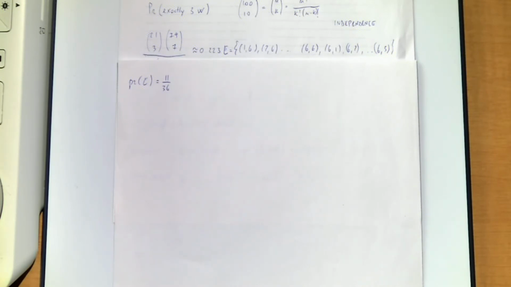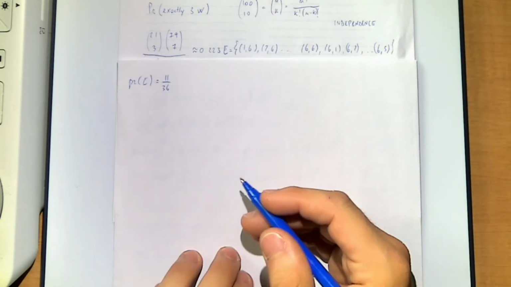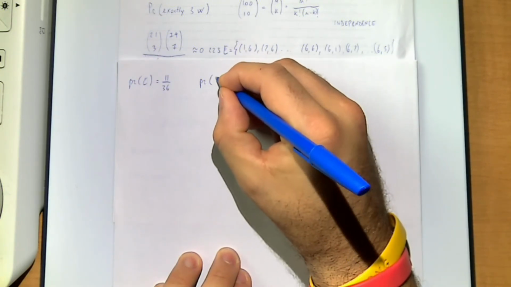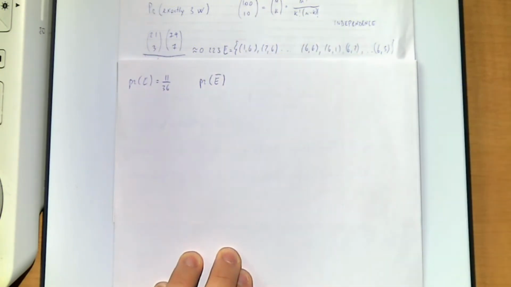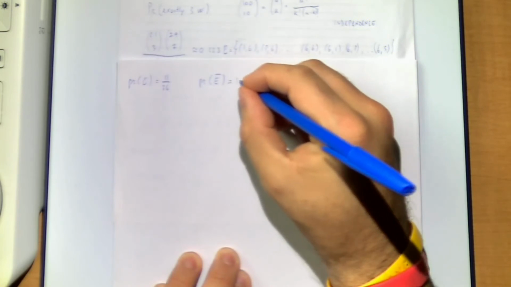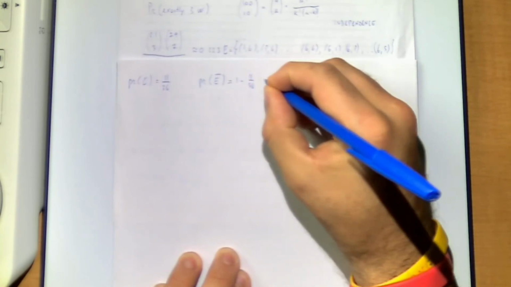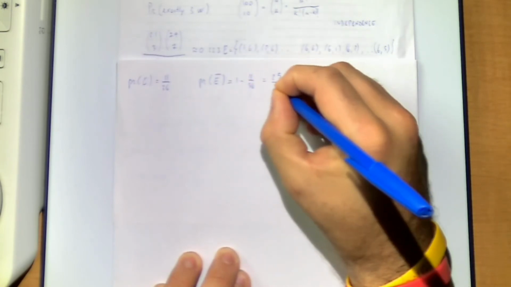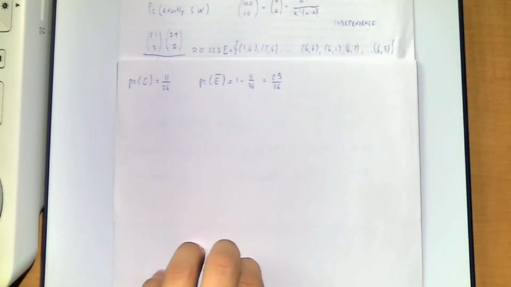So now, what is the probability of not rolling at least a 6? So if you're playing a game, how likely are you to fail? Well, then the probability of not rolling a 6 would be the probability of the complement, and this is going to be 1 minus 11 over 36, which is 25 over 36. Okay. This is again a very simple example.